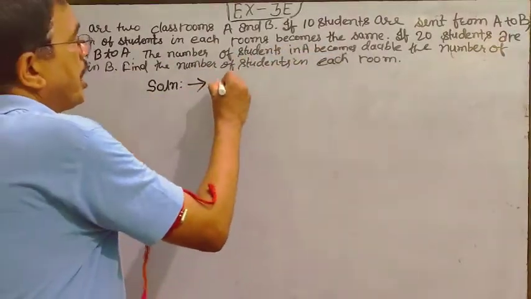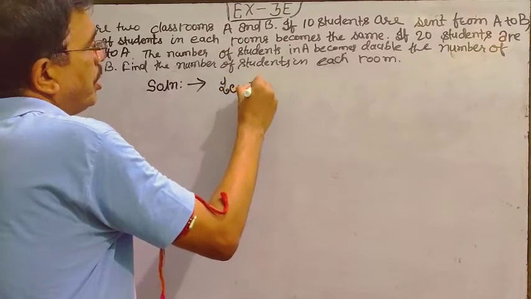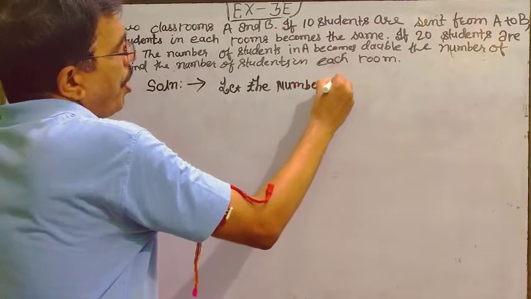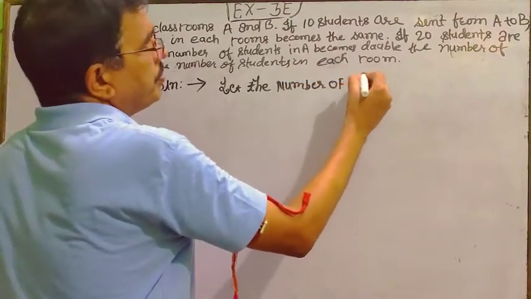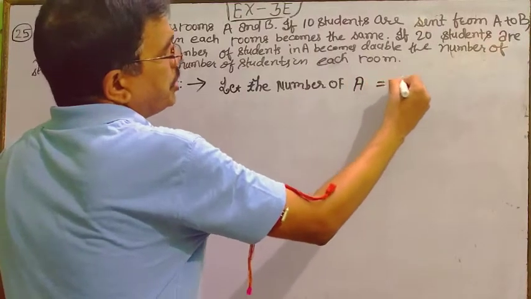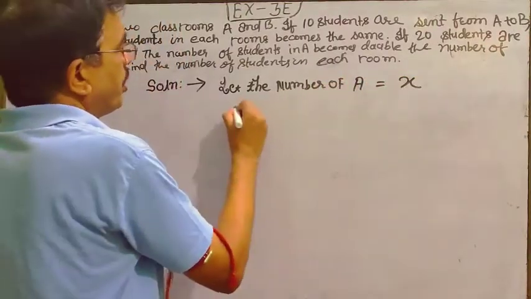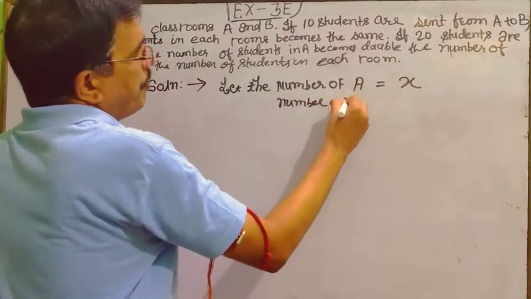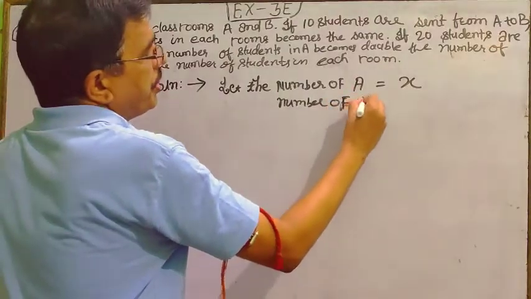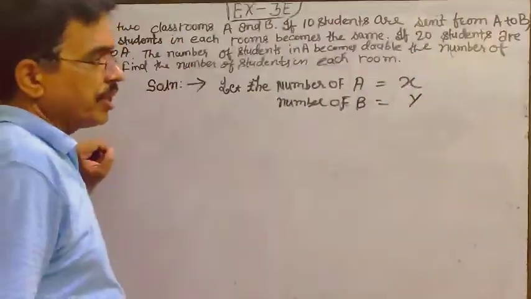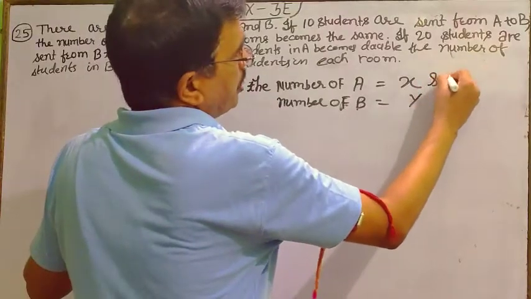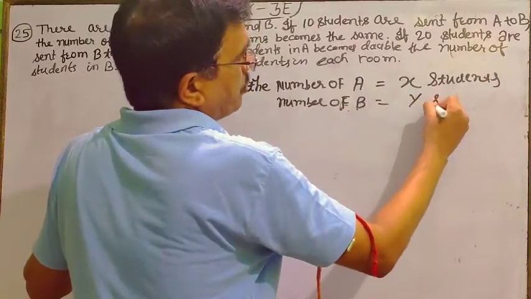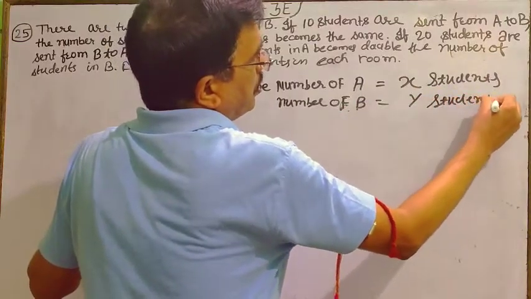We suppose let the number of students of A be x, and the number of students of B be y. Number of students of A is x, and number of students of B is y.